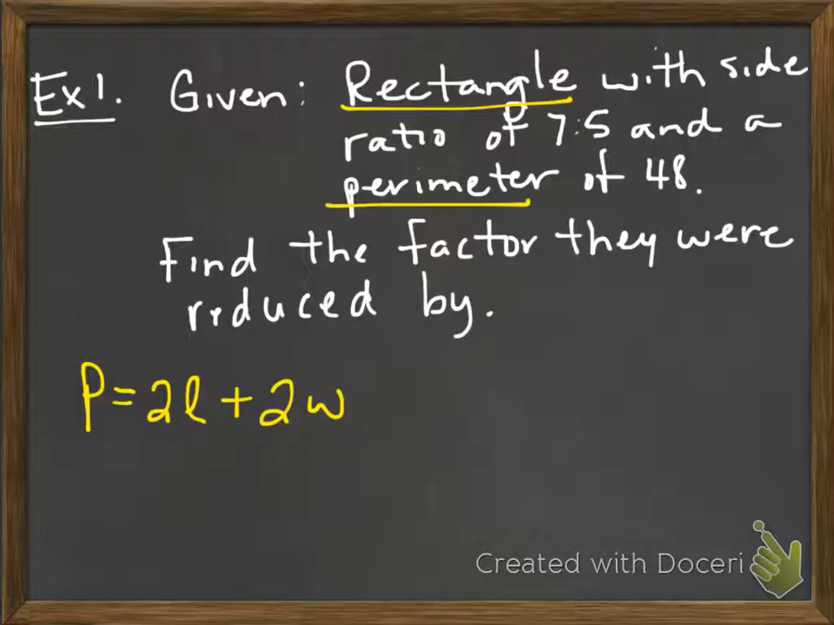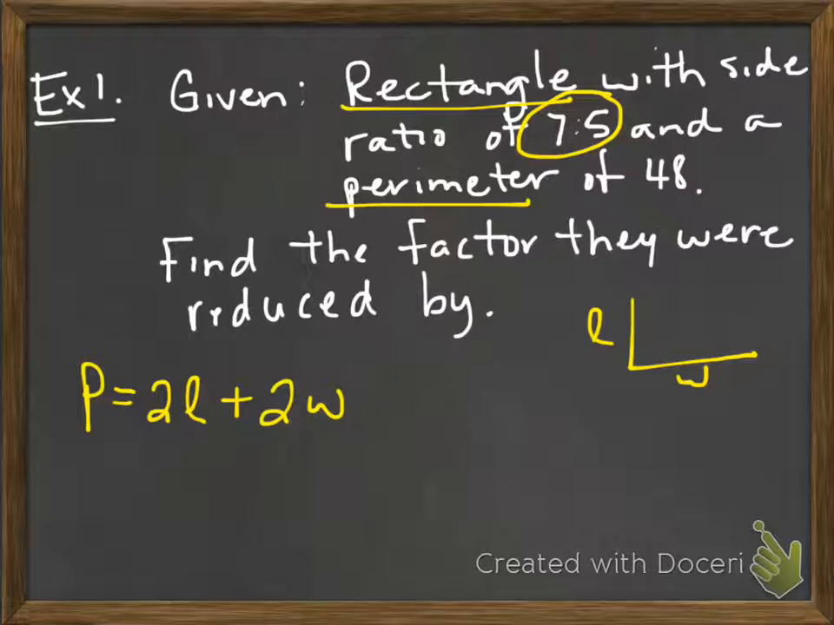Does it matter what is length and width when we're talking about a rectangle? Is this L or W, or is this W or L? It really doesn't matter, to be honest with you. Because you're dealing with addition and multiples of 2, and there are two lengths and two widths, it's not going to make any difference when you add them together. With that being said, we also know we have a side ratio of 7 to 5.